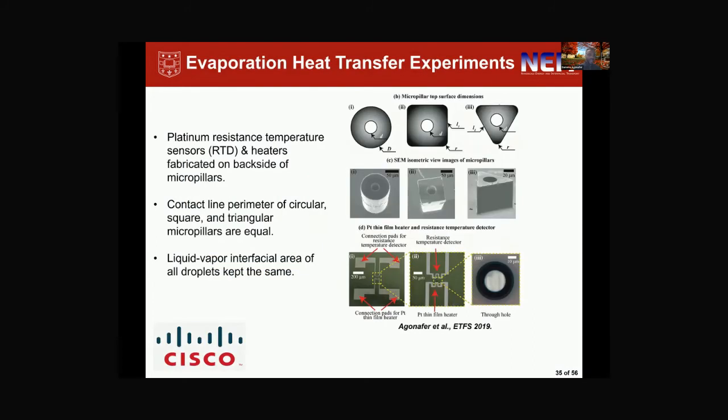We use platinum resistance temperature sensors and heaters. We microfabricated these structures. They were fabricated on the backside of the micropillars in order to maintain a constant temperature. As I mentioned earlier, we ensured that the contact line perimeter for the circular, square, and triangular micropillars were equal, and also the liquid vapor interfacial area of all the droplets was kept the same.